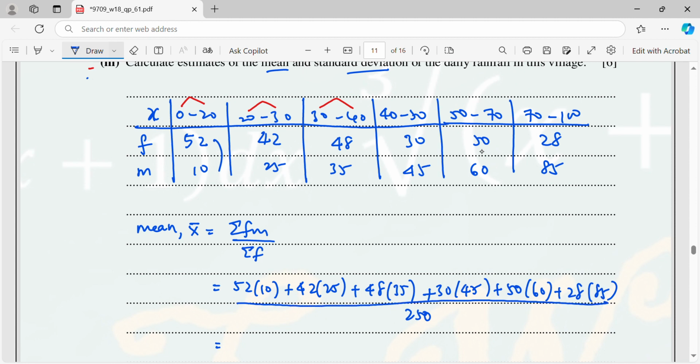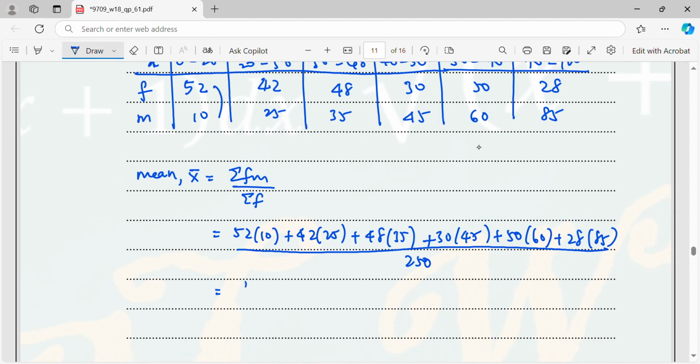Then here is going to be 9980 over 250. So the mean is 39.92, and I round it to 39.9. Okay, this is the mean.